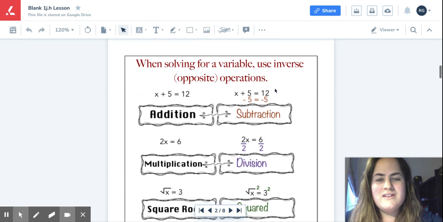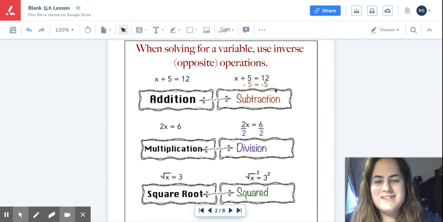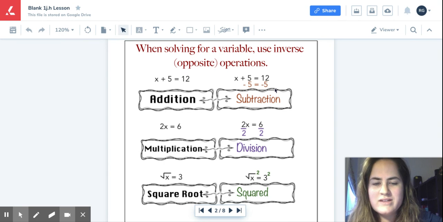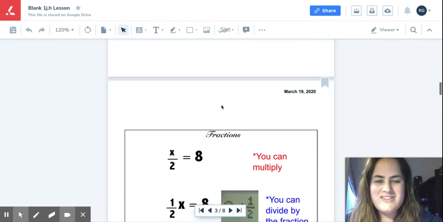So today we're going to talk about inverse operations, the opposite of addition, subtraction, and vice versa. Multiplication goes with division. And then the tough ones, squared and square root, go together. They undo each other. So I'm going to go through some examples with you.